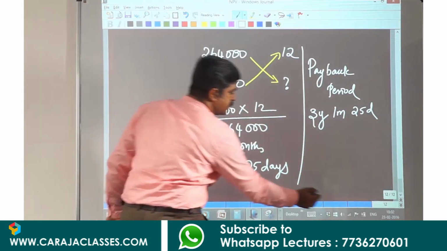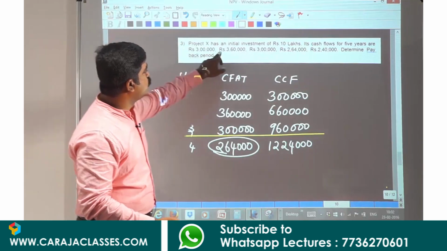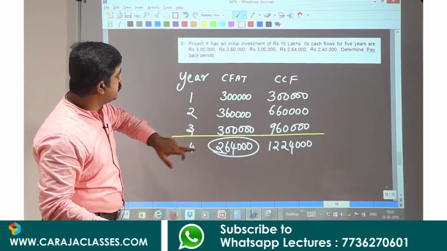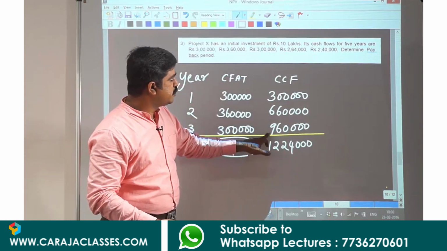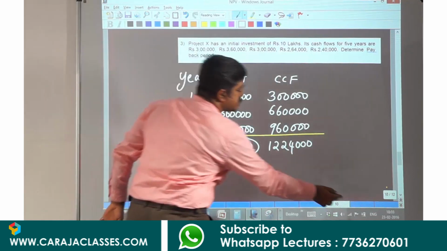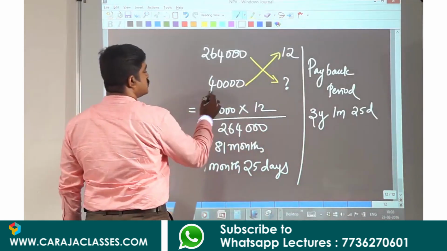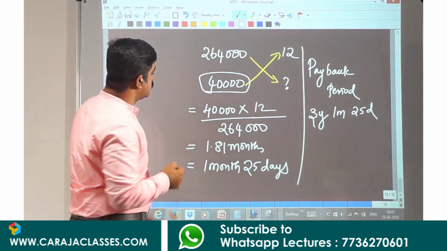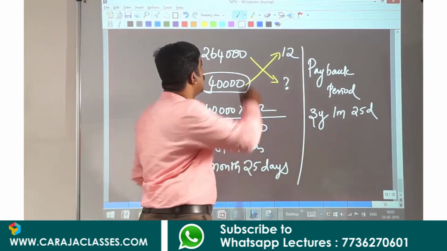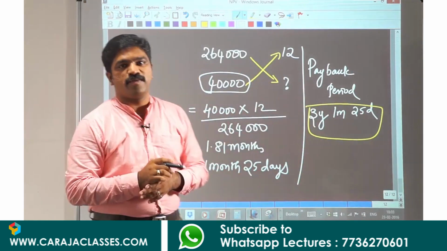Let us just cross check. We have calculated the cash flows. Year 1, 2, 3, 4, 5 cash flows are available. Year 1 3 lakh, year 2 3,60,000, year 3 3 lakh. When we added them, it was 9,60,000. Year 4 it was 2,64,000, and that 2,64,000 was recovered over a period of 12 months. What we are concerned about is only the remaining 40,000. 40,000 can be recovered over a period of 1 month and 25 days. So the actual payback period is 3 years, 1 month and 25 days.